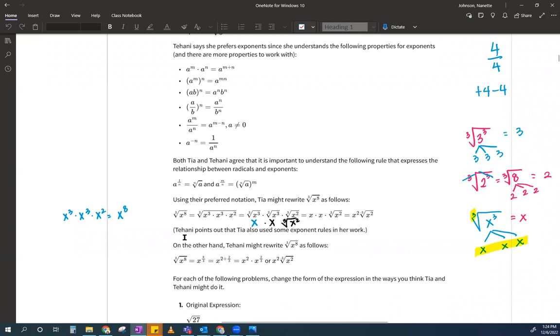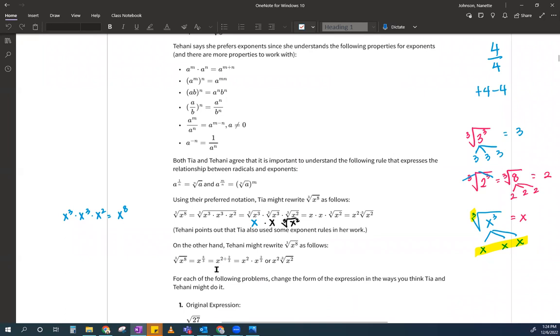Tahani's way is different. Tahani points out that Tia also used some of her exponent rules. She did, right? She really, really did. Okay. So on the other hand, Tahani might write cube root of 8x to the 8th as follows. So first of all, she translates this into exponent land. So this is her in radical land. So she translates it to exponent land.